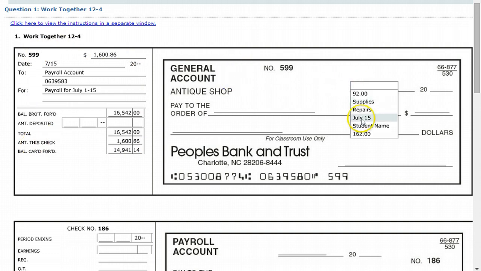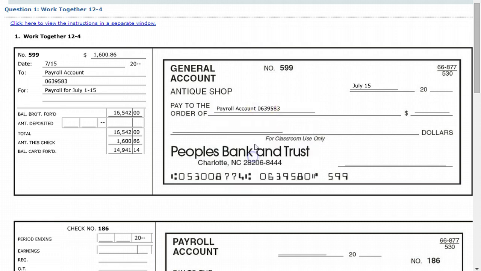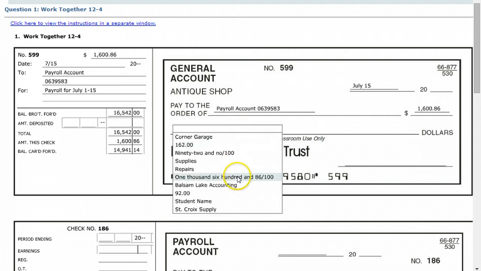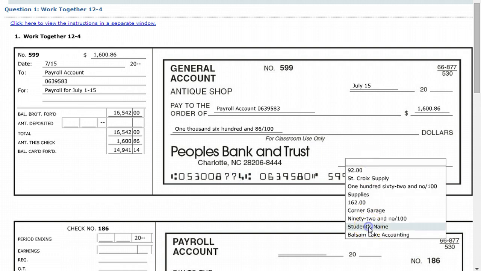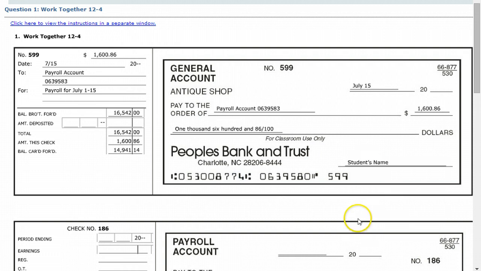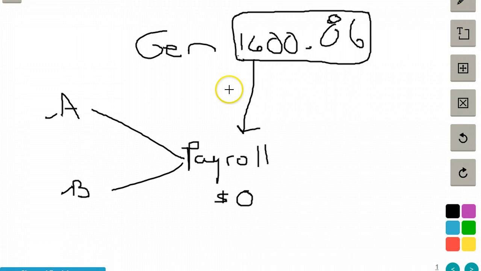So we're going to write down July 15th. We're going to make it out to our payroll account. And notice we have a special payroll account number. We're going to put down the actual amount, which is $1,686. We're going to write the name in words. And then we're going to sign our name, which in this example is student's name. All right. So going back to this example, we wrote the check for $1,686. Now we cash it.